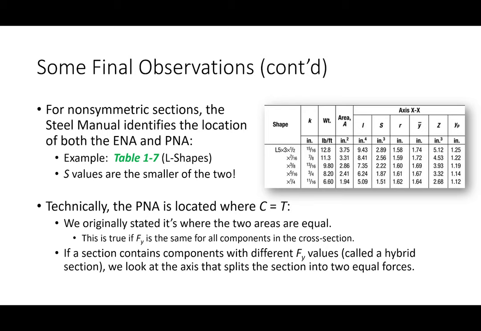So when you have different FYs, you really need to treat it more like this. Instead of looking at area equilibrium, you're looking at force equilibrium. So you basically take each one of those expressions in that equation above where we were solving for X and multiply each one of those areas by their corresponding FY and then solve for X. So just want to throw that out there. Okay, any questions?